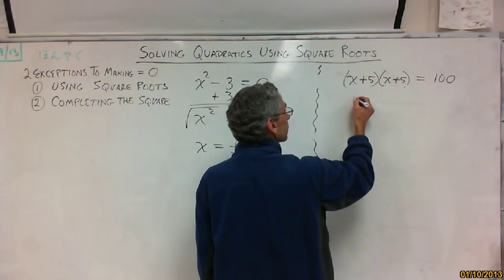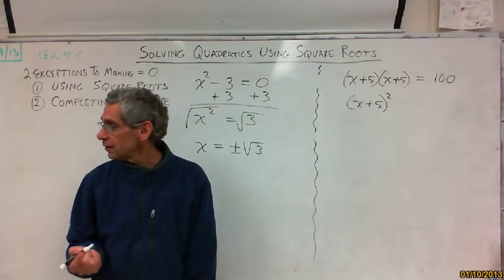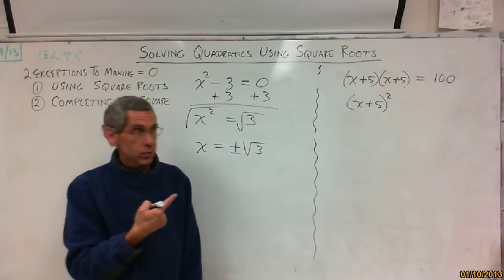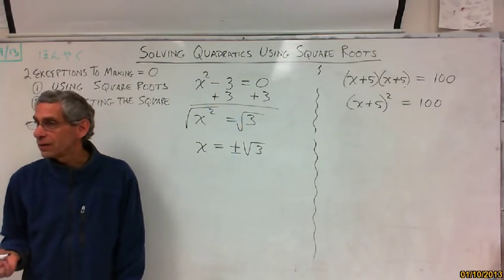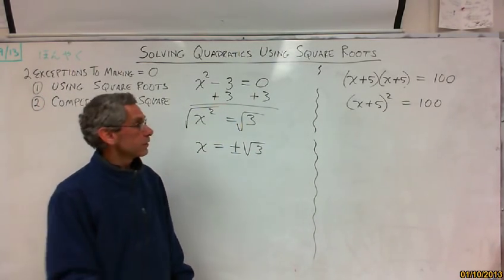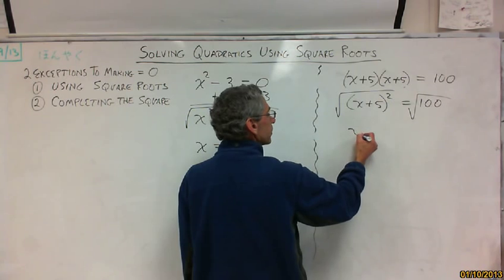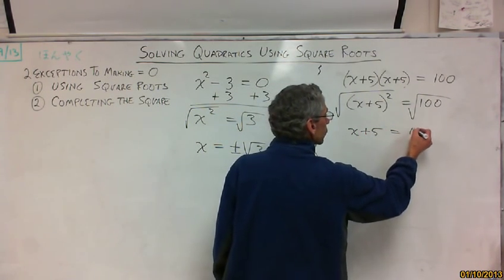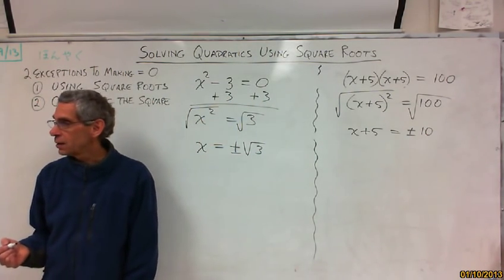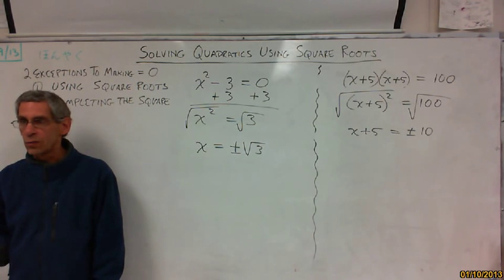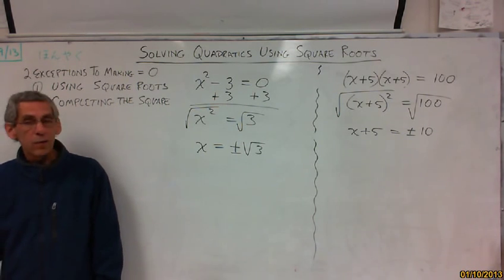Is this not the same thing as this? Yes? Isn't that the same thing? That's really useful to know. Okay, so watch. Now what would I do to solve this? Take the square root of both sides, and I've suddenly got x plus 5 is equal to plus or minus 10. Okay? You with me? We're not done yet. But we're almost done. I want to know what x equals.